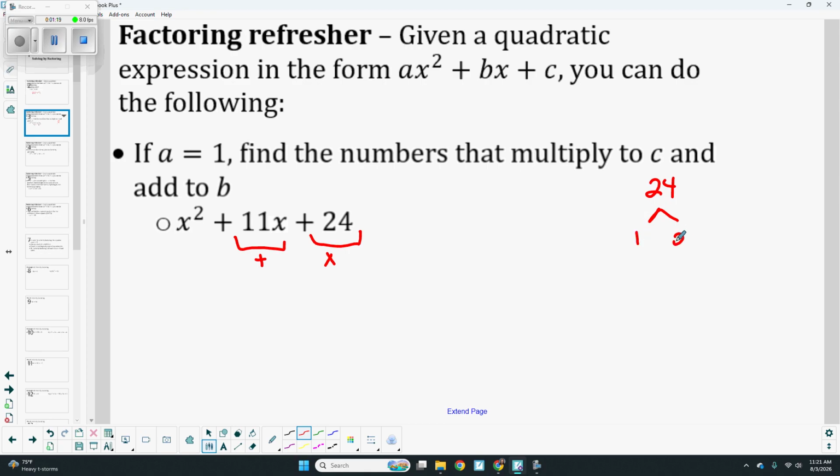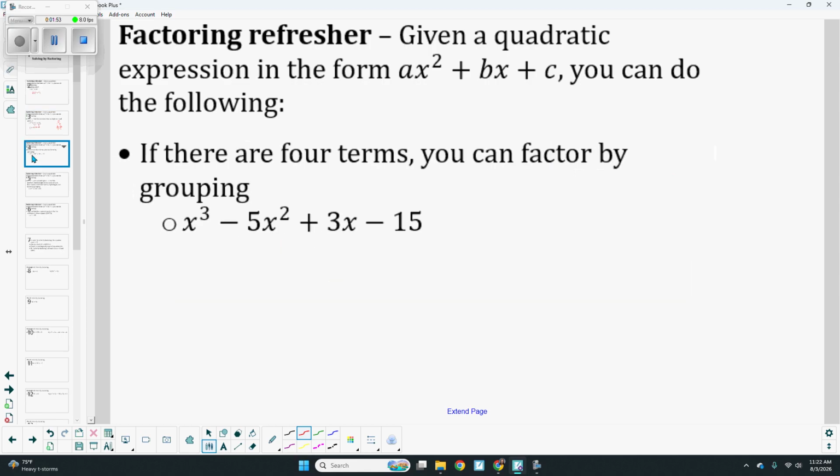So I'm going to say 1 and 24, 2 and 12, 3 and 8, 4 and 6. So out of this list, the one that added to 11 was 3 and 8. So my factored form would have been x plus 3 and x plus 8. Obviously, if you recognize the numbers, you don't have to do this. But if you're stuck and you can't see it, I would do this, and I would go in order. I would try 1, 2, 3, 4, 5, 6. Keep going, and only write the ones down that went in evenly.